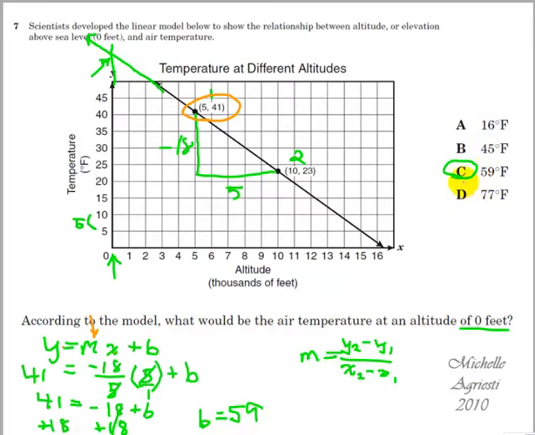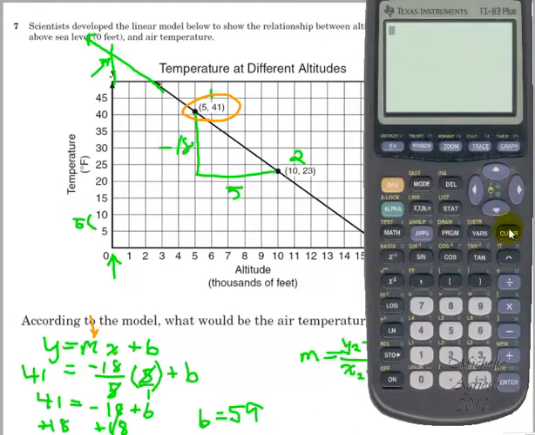Now I told you I'd use the calculator also, so let's do that. What we're going to do is plot these 2 points and then run a linear regression. And what that does is it gives you a line of best fit for the points that you put in. So we're going to go to Stat, and we're going to Edit, and we're going to just put in my points. L1 will be my x and L2 will be my y's. So my first point is 5 and 41. And my second point is 10 and 23. Okay, now my points are in, 5, 41 and 10, 23.